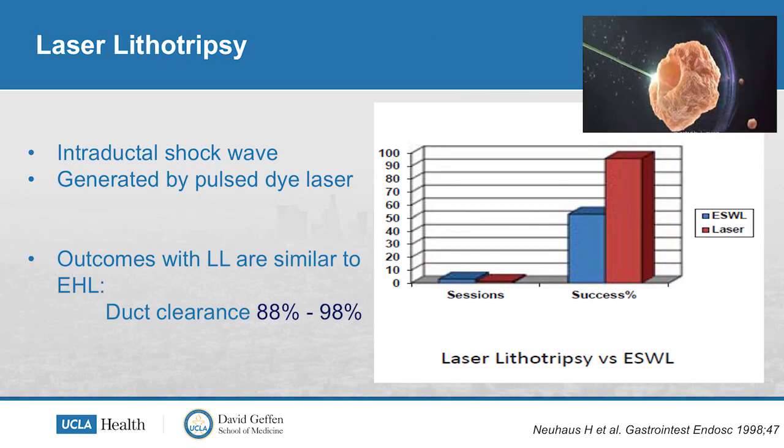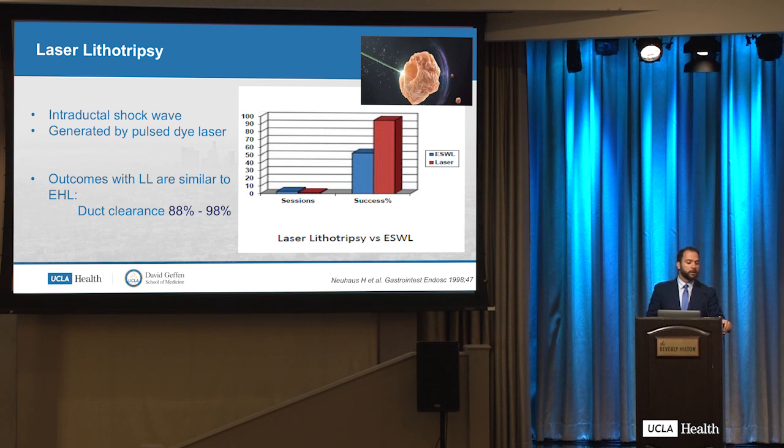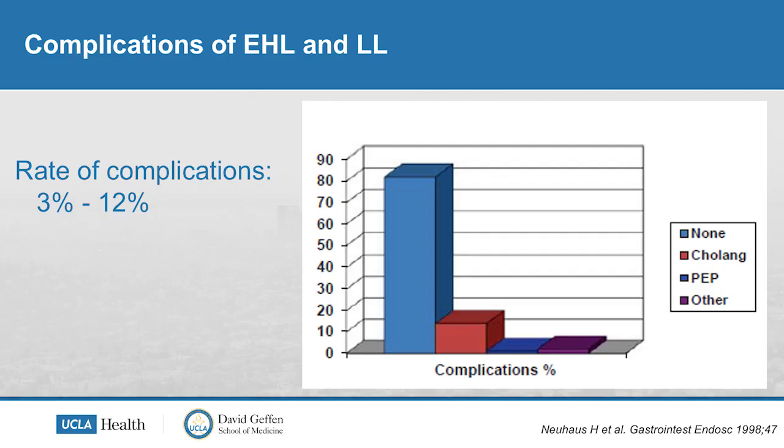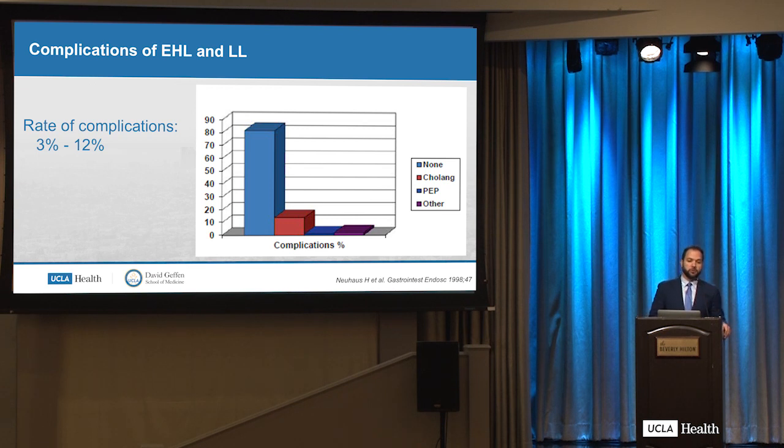Laser lithotripsy is just another way of doing it. Some people think it's a little bit more effective, though it's very comparable according to a lot of studies. It also produces an intraductal shock wave. The difference is this shock wave is pulsed compared to a spark as in EHL, and the success rate is in the high 90s as well. Complications of laser or EHL lithotripsy are around 3 to 10 or 12%, and most of them are related to cholangitis. So always remember, when you do either direct cholangioscopy or laser or EHL, to give your patients a course of 5 days of antibiotics to cover them prophylactically from any infections.